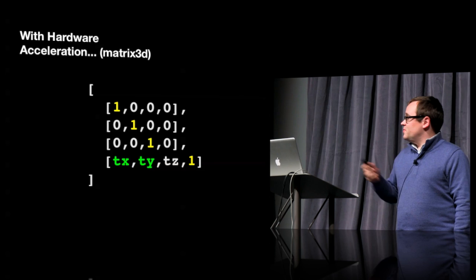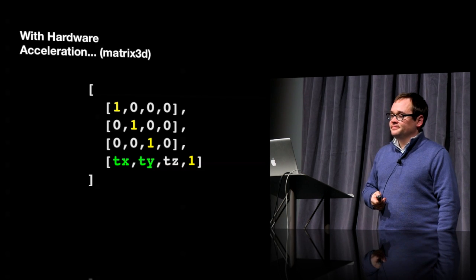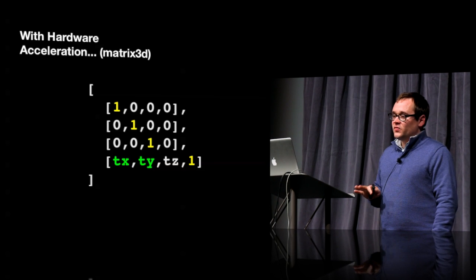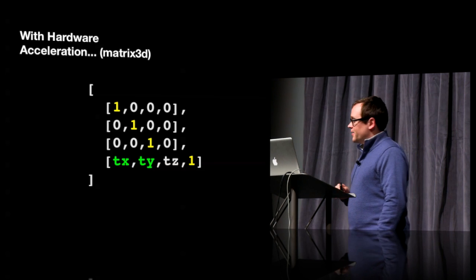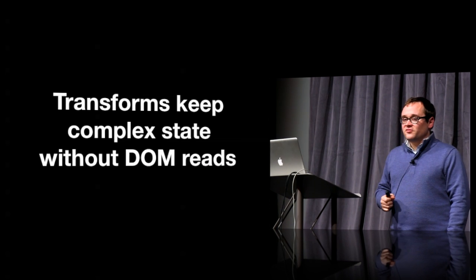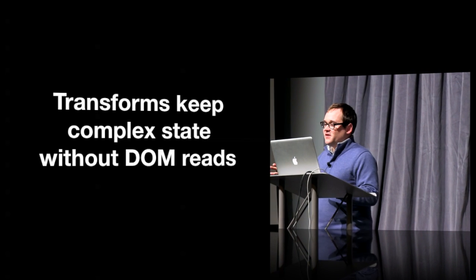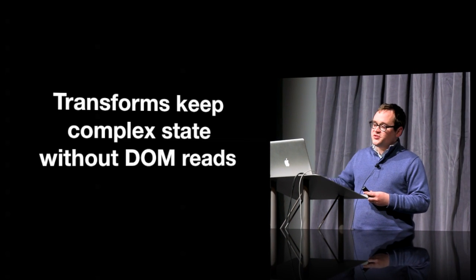For 3D, the yellow ones are scale. The green is translate. That's all you need to know. The rest, you can just let go, unless you want to, then you can do some neat stuff. The cool thing about transforms, though, is that they keep whatever complex state you figured out. And for pinch to zoom, that's really important because you have multiple transforms.